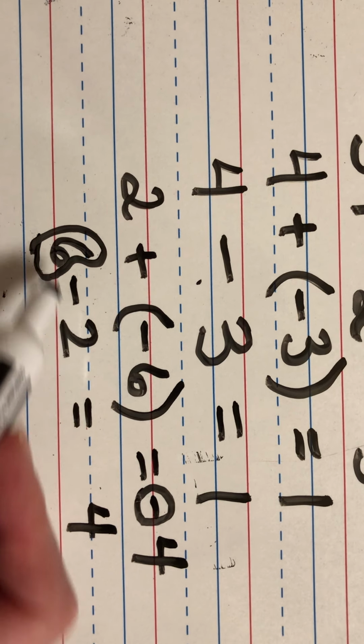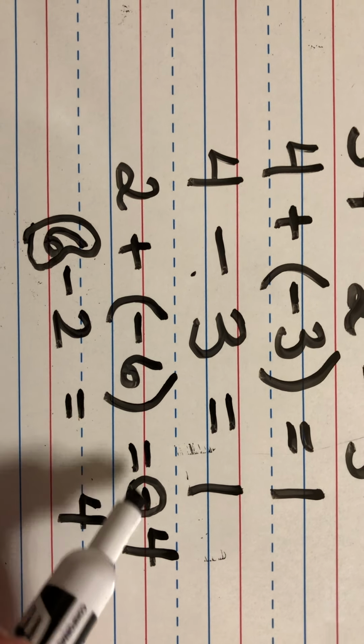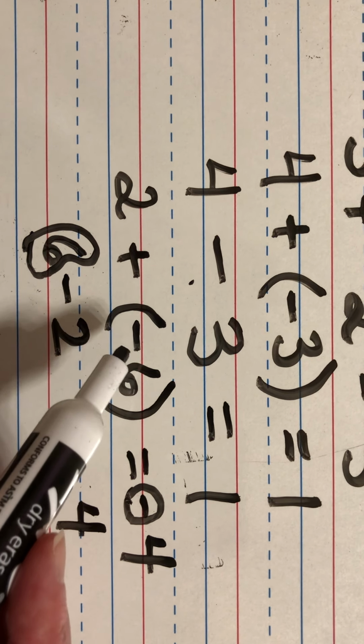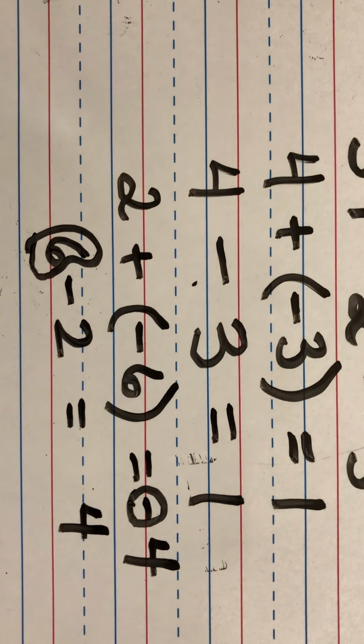You're going to subtract their absolute values, get the difference, and then the sign is going to be the number that has the larger absolute value, which would be this one, would have the greater distance from 0 on a number line.